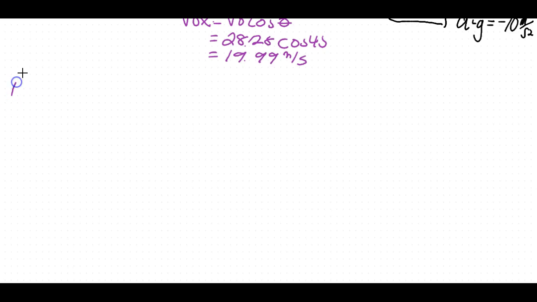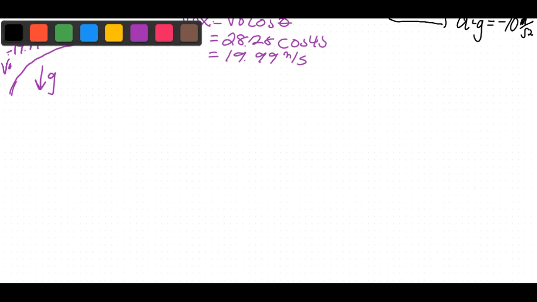So in the time up section, over here, it's got a v initial here, and it's got a velocity at the top in the y direction of 0 because it's the peak. So you know that it's going to travel this particular problem at 19.99 meters per second to start, and then it's going to finish at 0. And that change is going to be caused by gravity.